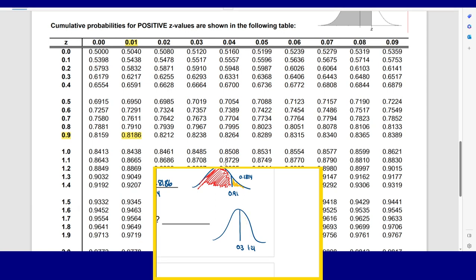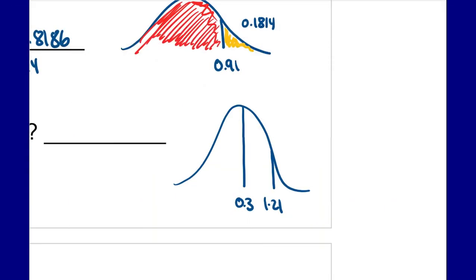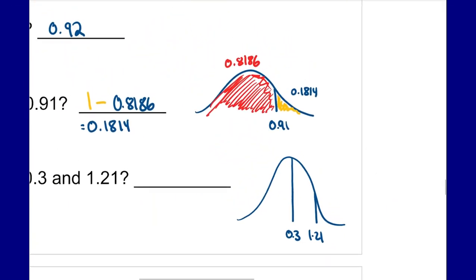What we're going to do though, because the z-score table doesn't give us the probability between values, let me go back and we'll take a look at it. Because the table only gives us less than, we have to do a little bit of basic math. So if I find the value of the z-score for 0.3, that is going to give me everything below.